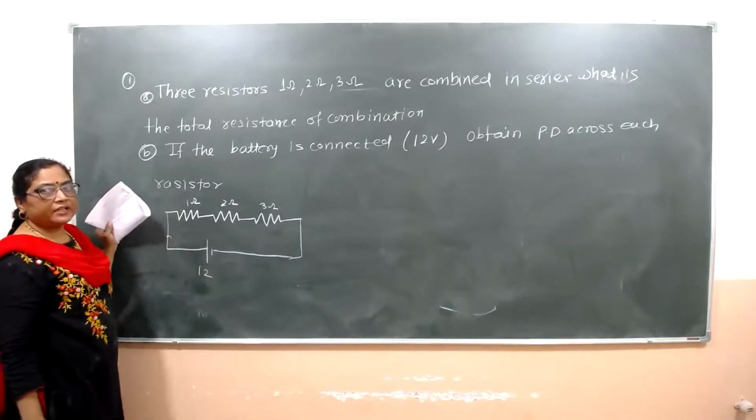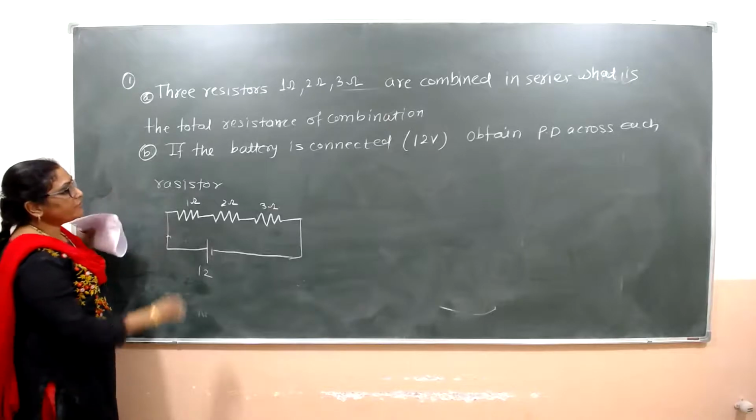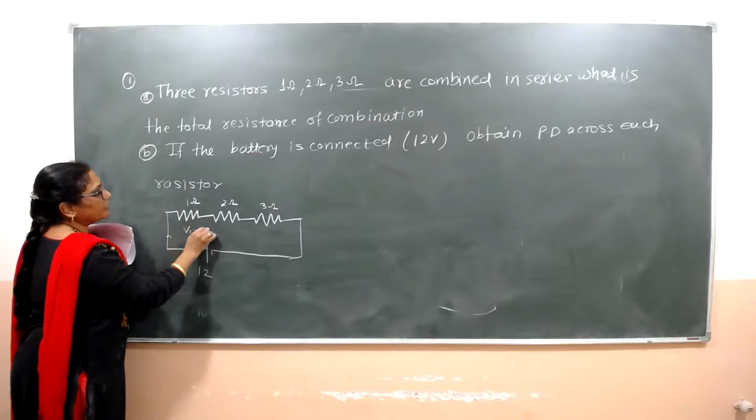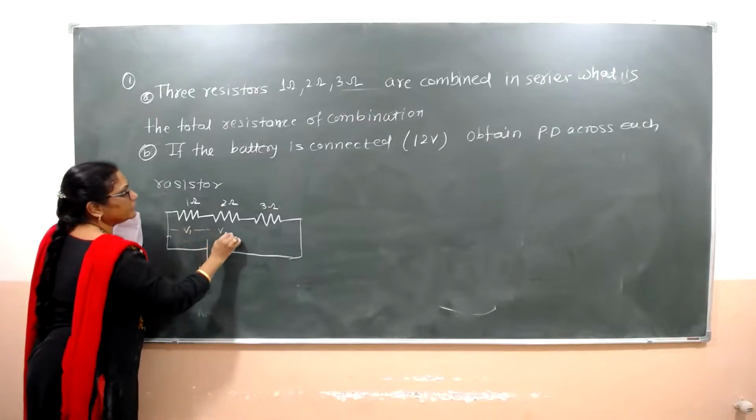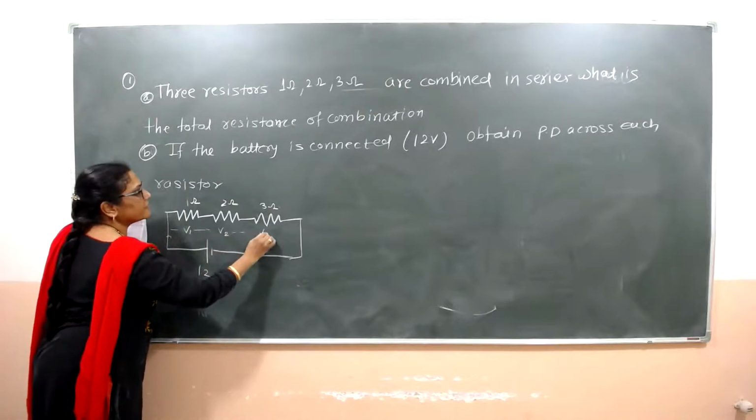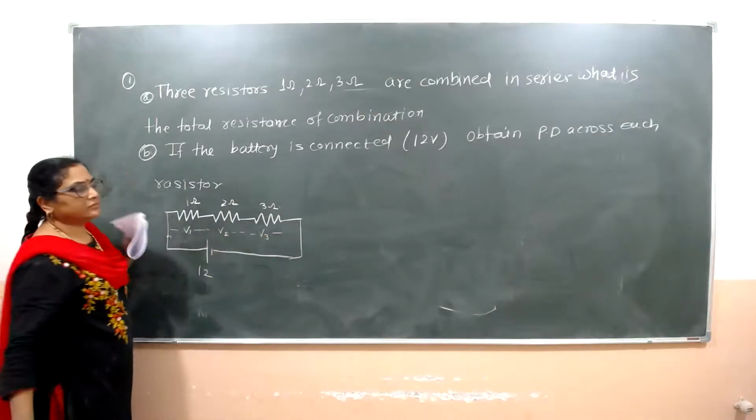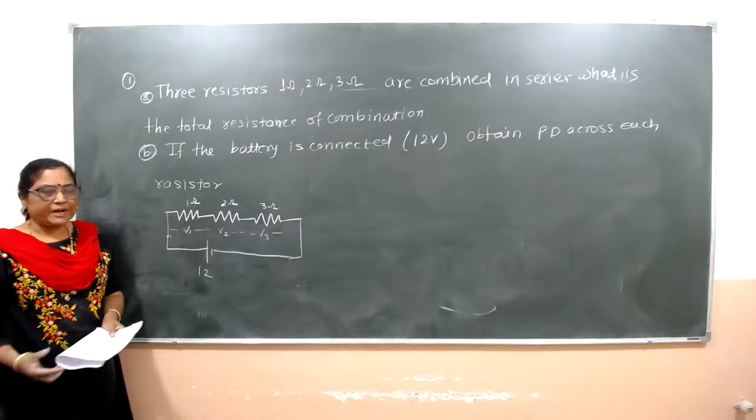Then we know that in the series combination, which values are divided here? The potential is divided into the 3 parts. The current is same. So first solve the first part of the question.